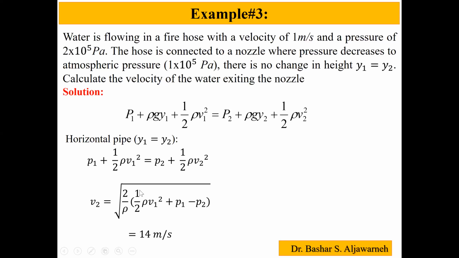Now, substitute the velocities, pressure, and density. You will get the second velocity, the velocity of the exit, or the velocity exiting the nozzle, which is 14 meters per second.